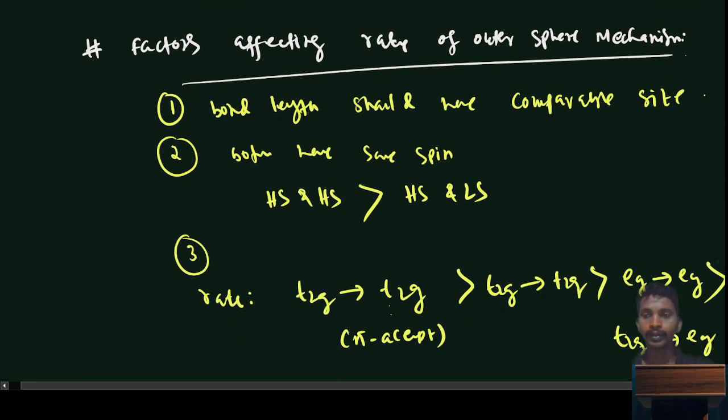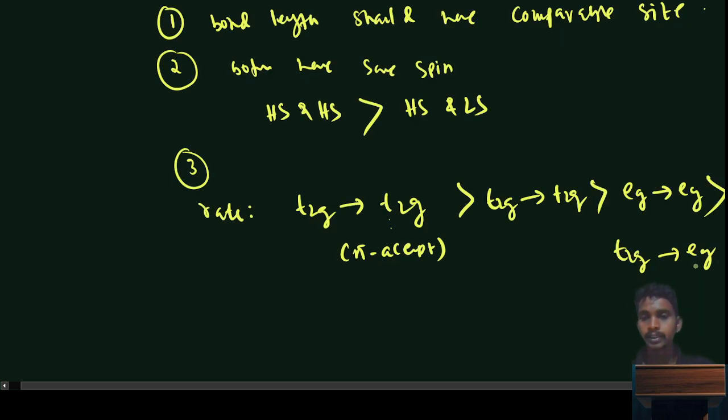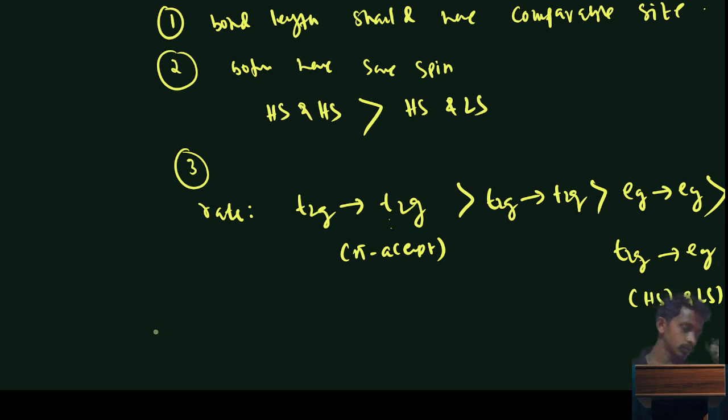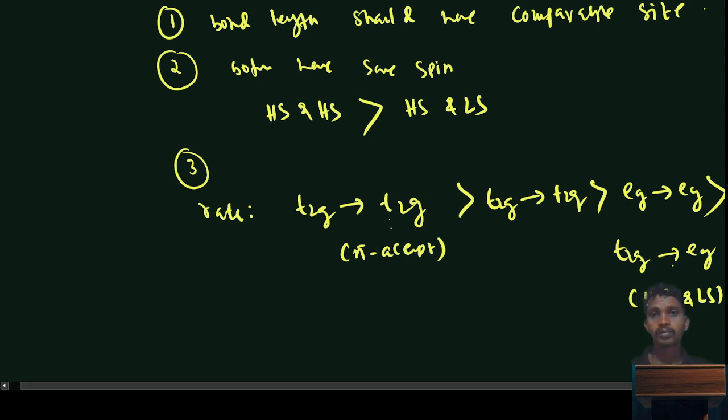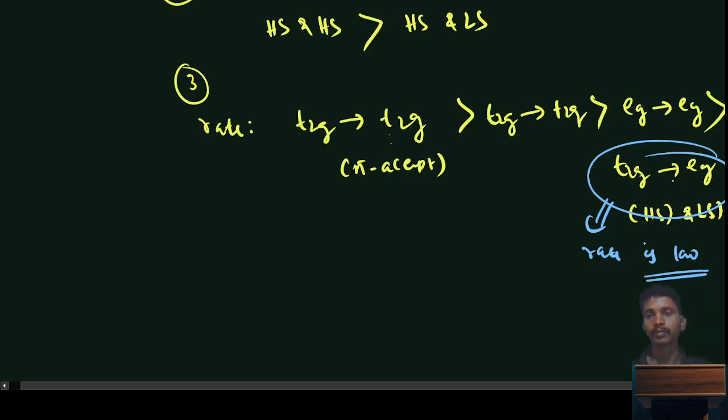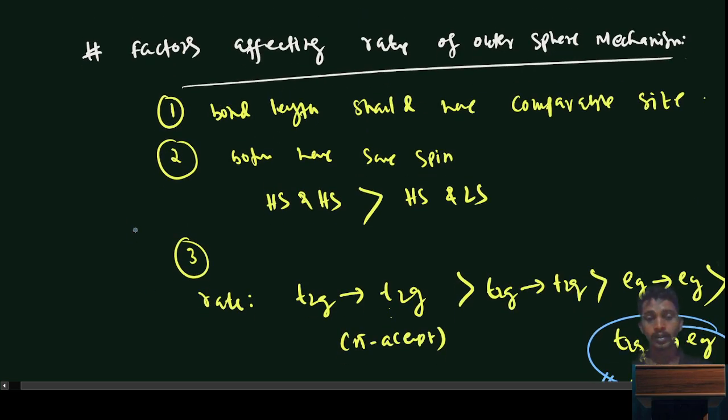See this case, eg to eg and this T2g to eg case, where one is a high spin and another is a low spin complex. So in T2g to eg, the spin is different in that case, and the rate is very low. So this is how the rate of outer sphere mechanisms depends on these factors. We will do examples to make these points clearer.